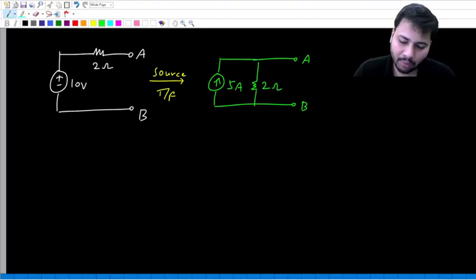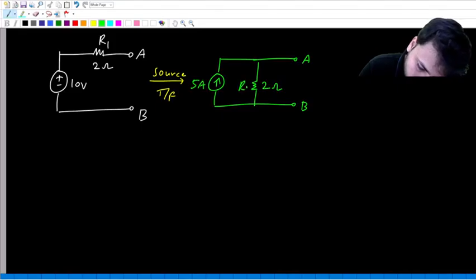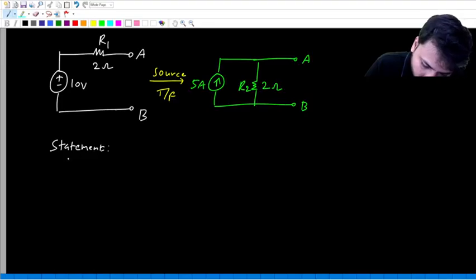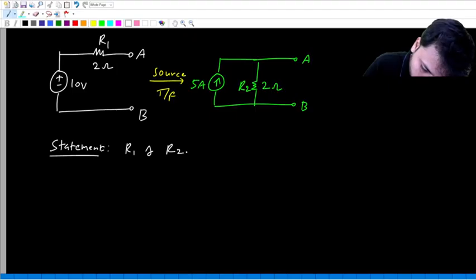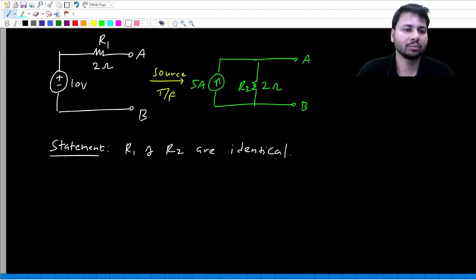Now I'll make a statement. The original 2 ohm resistor, I'll call it R1, and after source transformation we get this same 2 ohm resistor, I'll call it R2. Now my statement is: R1 and R2 are identical. Please comment in the chat box. Is this statement true or false?